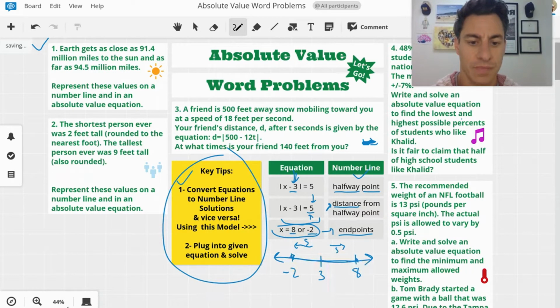So this is always going to be your halfway point. This is always going to be your distance from your halfway point. And your solutions are always going to be your endpoints. Blah, blah, blah. Show me in practice. All right, let's get to number 1.